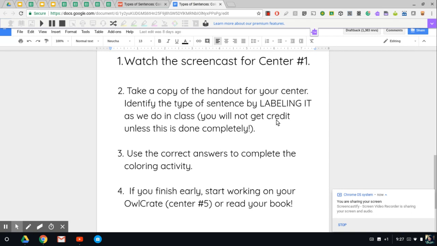Unless you do the labeling, which is highlighting prepositional phrases, bracketing infinitives, boxing your subordinating conjunction, underlining your dependent clause, circling your comma fanboy, labeling your subjects and verbs, you will not get credit for it. After you've determined the correct answer, then it'll tell you what color to color on the coloring sheet. If you finish early, which I would expect that you will, I expect you to be working on your owl crate or reading your book if you're not done.